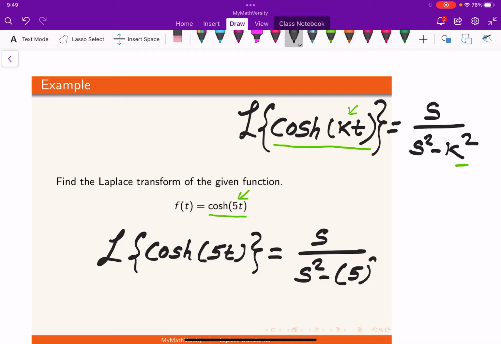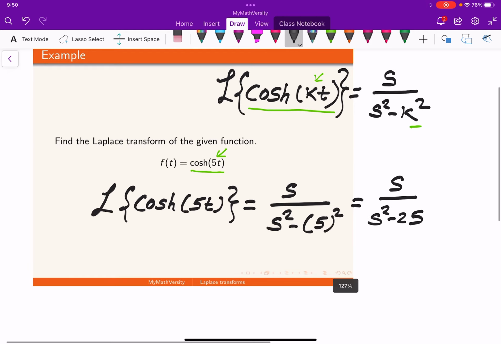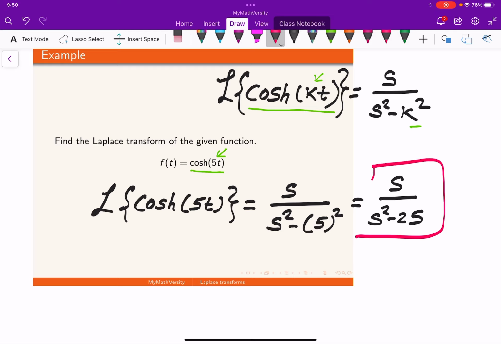k square, so 5 square, right? So that means s over s square minus 25. So this would be the Laplace transform of the hyperbolic cosine of 5t. So in a similar way, this is done, right? So this is the Laplace transform of this given function, hyperbolic cosine of 5t.